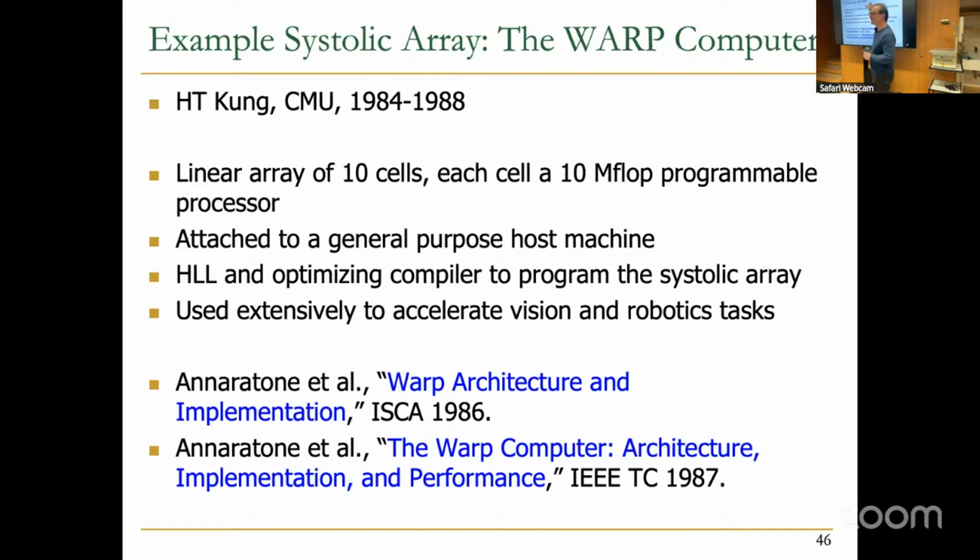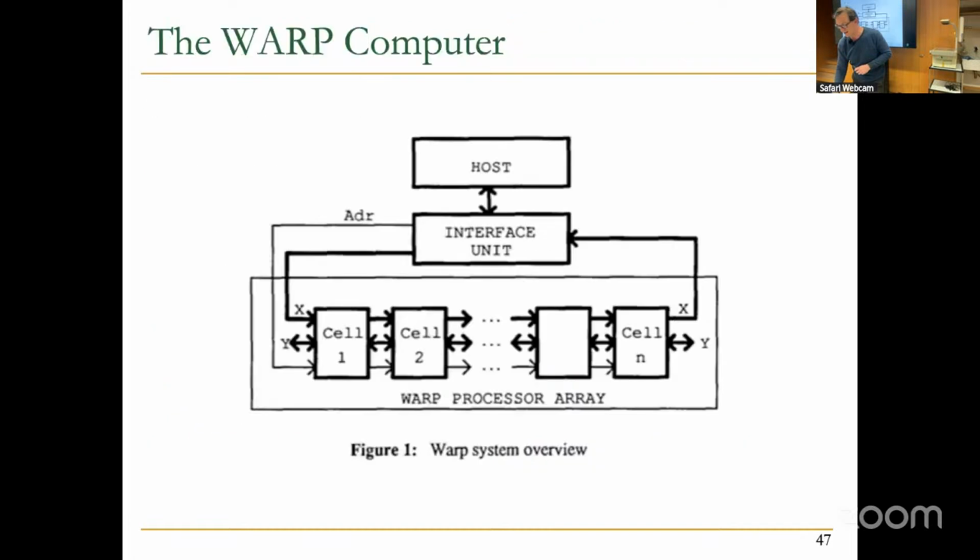And at the time, we were talking about the 1980s, right? So everything is big at that time. So the machine is also big. But you have a host machine, and you have a linear array of 10 cells. Each cell is 10 megaflops, which is nothing today, clearly. But it's big at the time. It's also a programmable processor. And they also designed the high-level language and optimizing compiler to program the systolic array to make it easy for everyone. And the goal was to really accelerate vision and robotics tasks. And they actually had good success. They describe it in this paper.